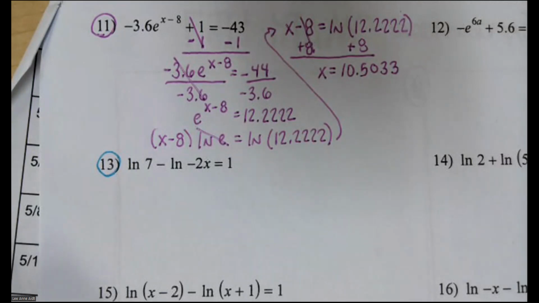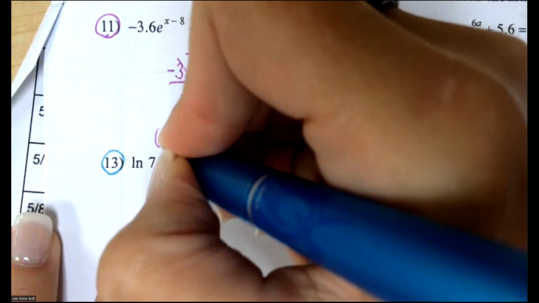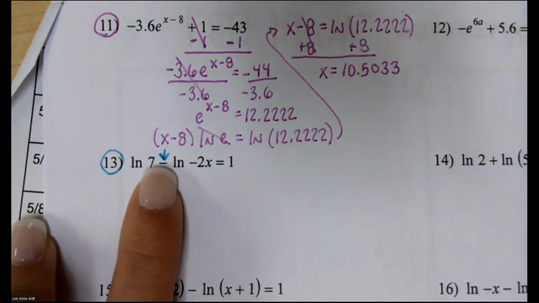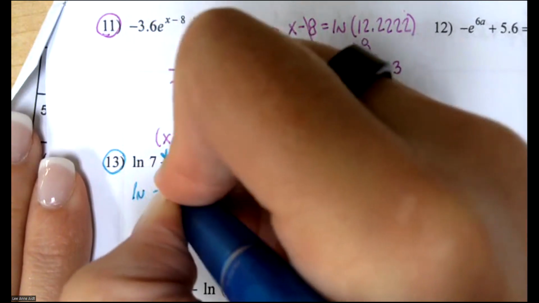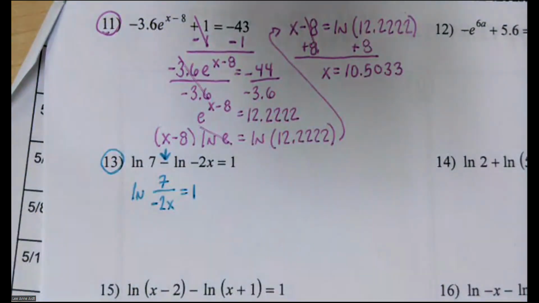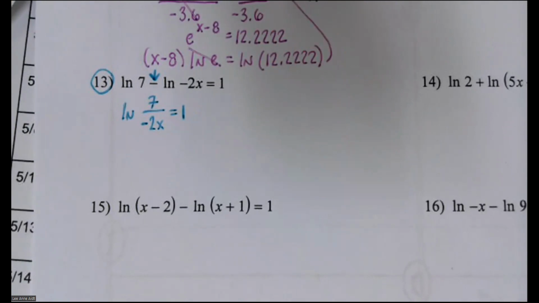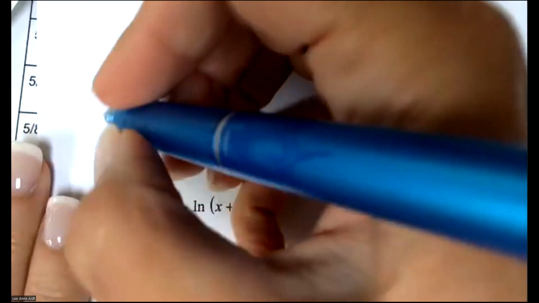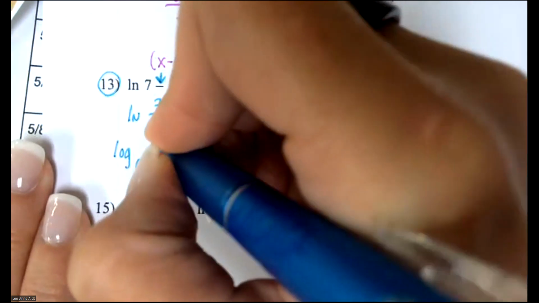Okay. So step 1 is to determine the operation. The operation in this problem is division, because that's subtraction. So natural log of 7 over negative 2x equals 1. Step 1, determine the operation. Step 2 is to decide if it's a Guinan circle or cross out. This is a Guinan circle problem. When you do a Guinan circle problem, you need a base to start with. So I'm going to change this to be log base e.